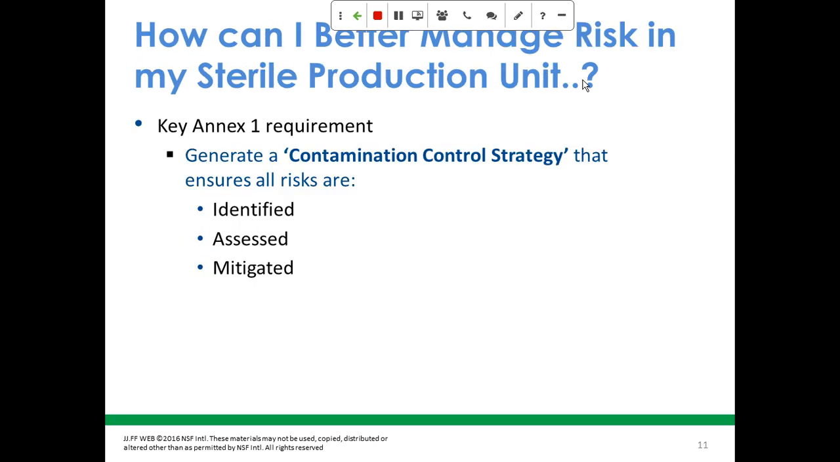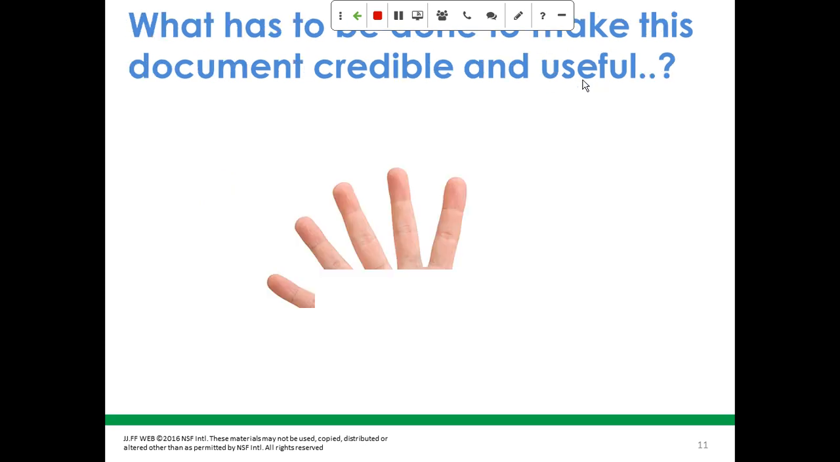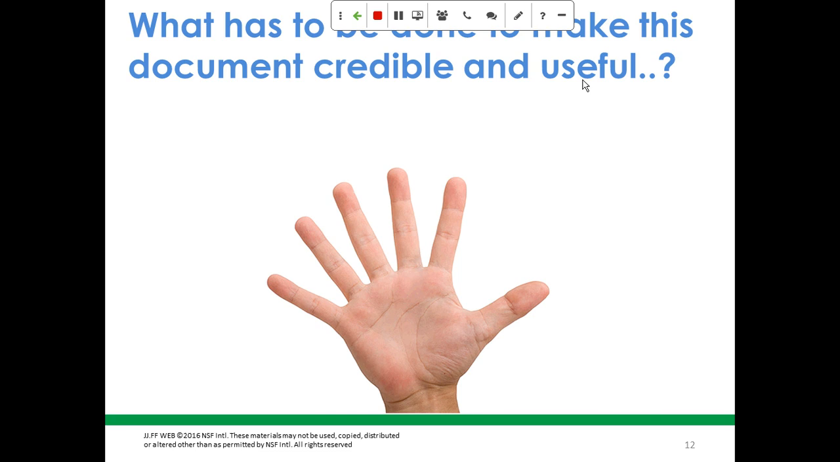So, how can you better manage risk in a sterile production unit? How can you do it proactively? So a key Annex 1 requirement is now to generate a contamination control strategy that ensures all risks are identified, all risks have a standard way of assessment, and once they're assessed, the priority risks are then properly mitigated. So, if I'm going to generate this document, how do I make sure this document is credible and useful?